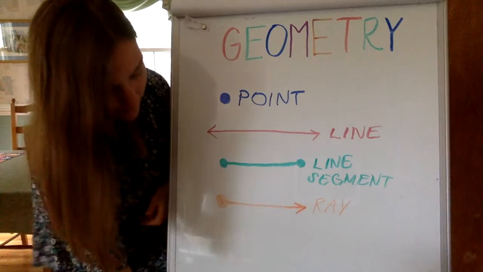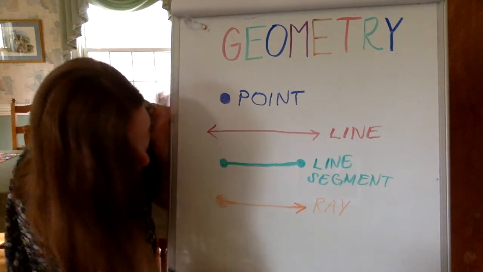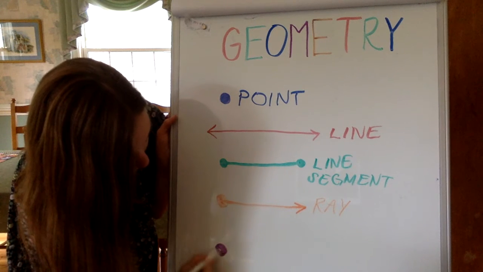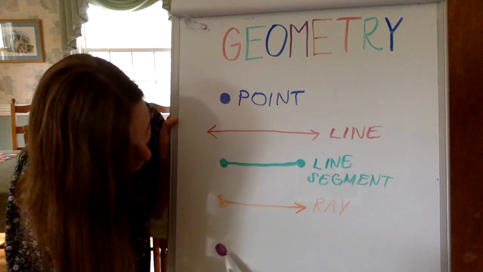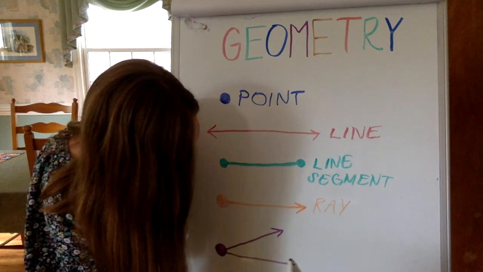And then an angle is kind of like 2 rays together. It's got a starting point, and then it goes on forever in 2 directions, right?